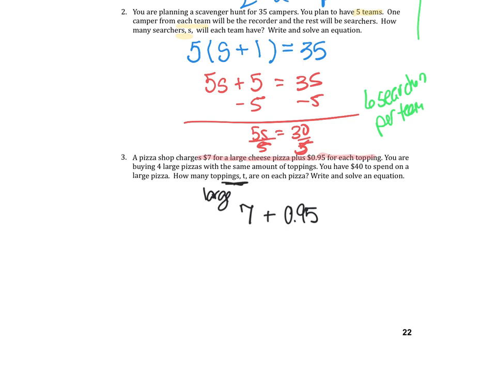Now, T is the toppings, so that means I multiply 95 cents times T. Now, this is per pizza, so I would have to multiply this charge times the number of pizzas. But rather than being P for pizza, I know I'm buying 4 large pizzas. So this is the total price per pizza, $7 plus 95 cents per topping. I'm going to multiply that by 4, and that total has to equal $40. So this is another example where we would have parentheses. So we'll let you solve this one on your own.